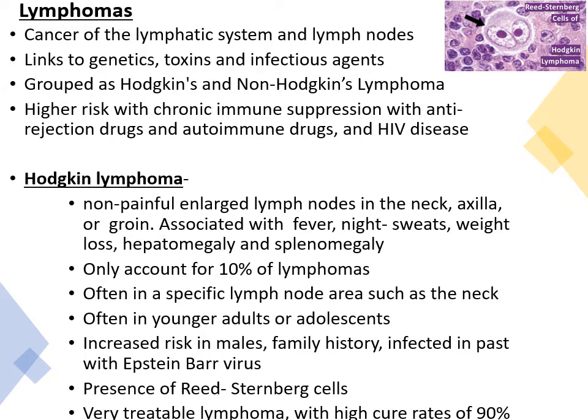How can we tell it's Hodgkin's lymphoma? Well, there's a certain cell when we take a biopsy of the lymph node called the Reed-Sternberg cell, and that's diagnostic for Hodgkin's lymphoma. And luckily, Hodgkin's lymphoma is very treatable with cure rates of about 90%. So long-term cure rates of 90%, which is fantastic.